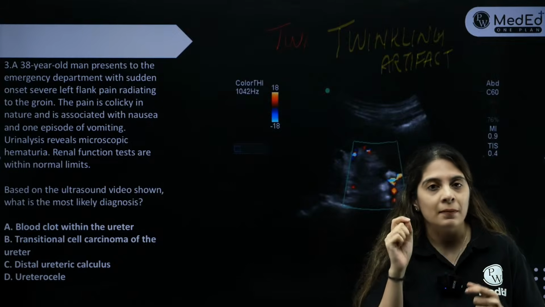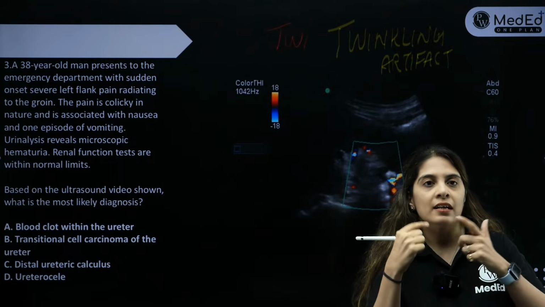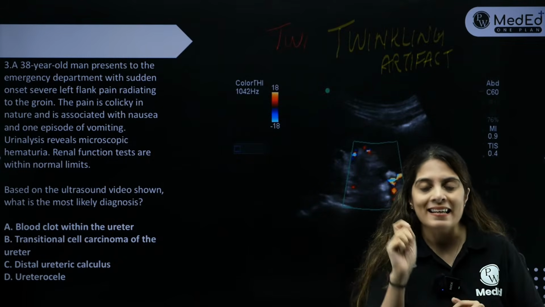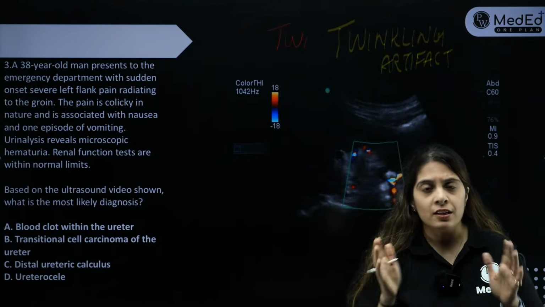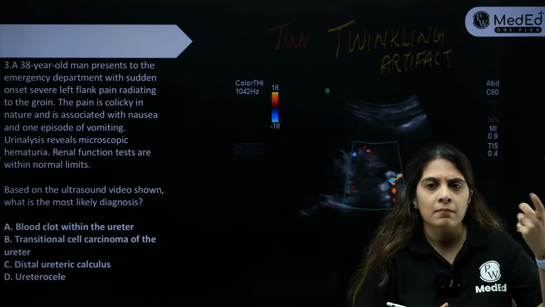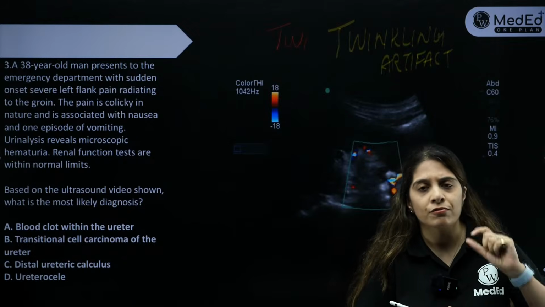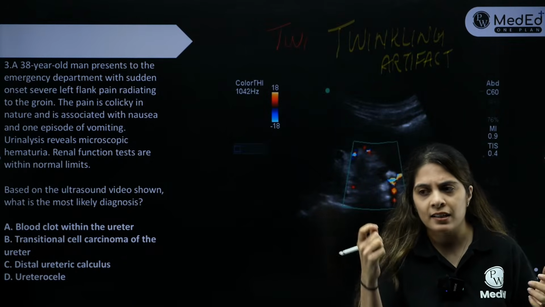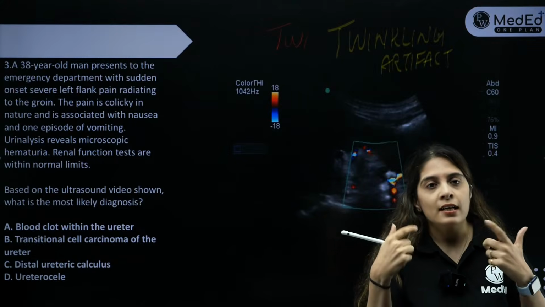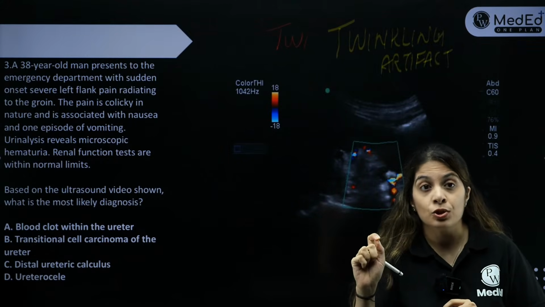And this noise is nothing but the twinkling artifact, and you will see alternating red and blue colors behind any highly reflective surface. Okay, it is not just limited to calculus. It can also be seen if there is a metal piece, a foreign body, anything that is highly reflective. Suppose there is a suture material, right? These are all highly reflective surfaces, and they will show twinkling artifact.